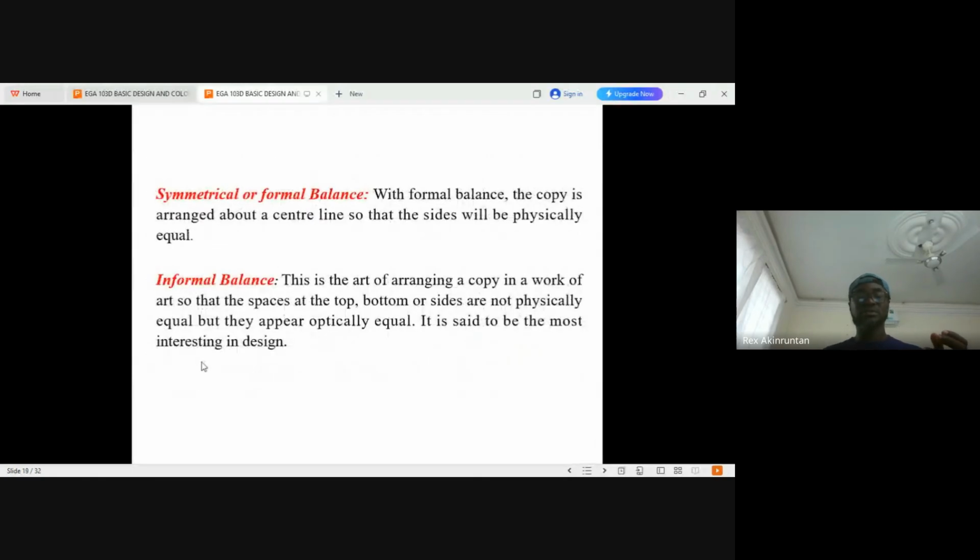Okay. So we have the symmetrical or the formal balance, then we have the informal balance. With formal balance, the copy is arranged about a center line so that the sides will be physically equal. So let's take, for instance, our own human body. If you put a straight line that will split our body into two parts vertically, from the forehead on top of the nose, through the middle of the lips, middle of the chin, middle of the neckline, middle of the chest line, middle of our tummy, all the way down.